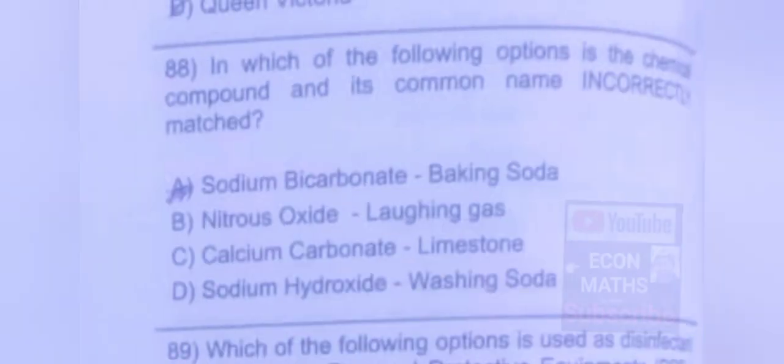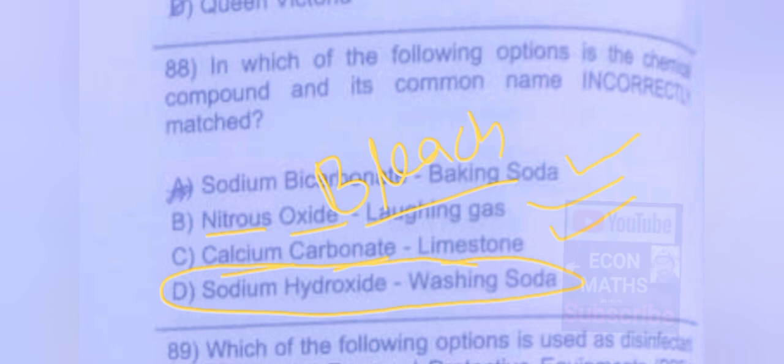Next question is, in which of the following options is the chemical compound and its common name incorrectly matched? The options are sodium bicarbonate, baking soda, this is a correct combination. Nitrous oxide, which is called laughing gas, this is also correct. Calcium carbonate, we call it limestone, this is also correct. But sodium hydroxide is not correct. It is not the washing soda, it is actually bleach. We call sodium hydroxide as bleach.